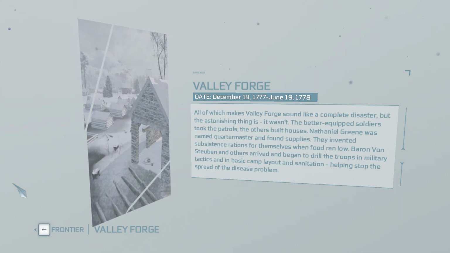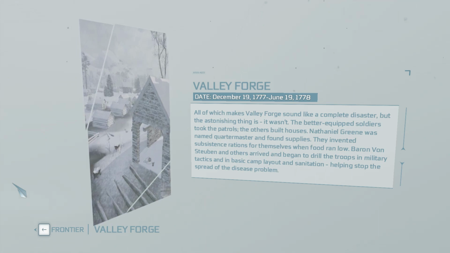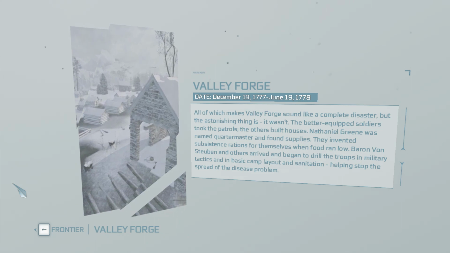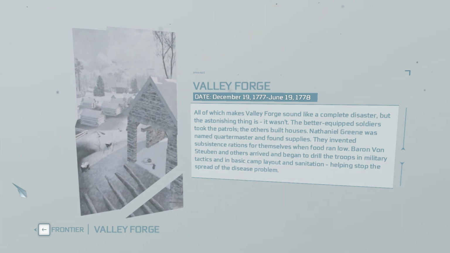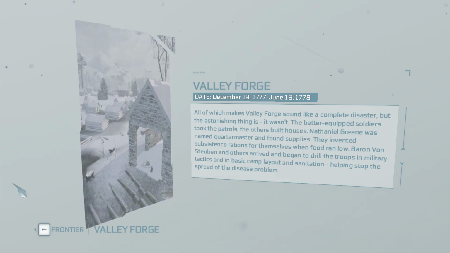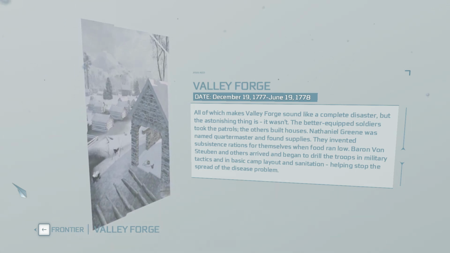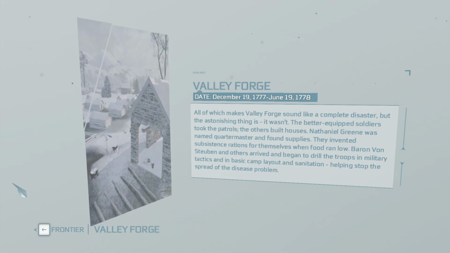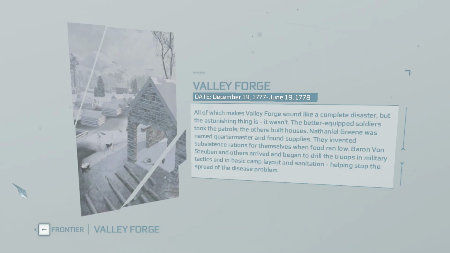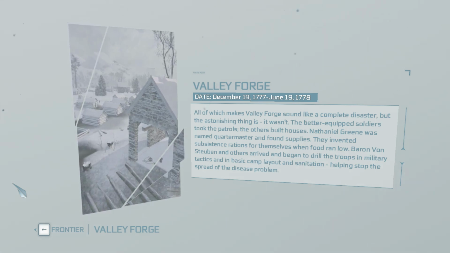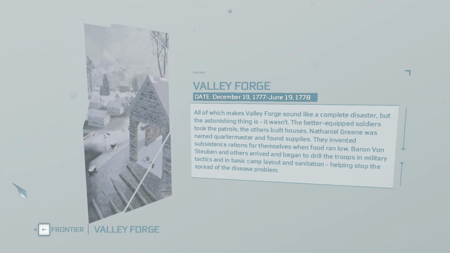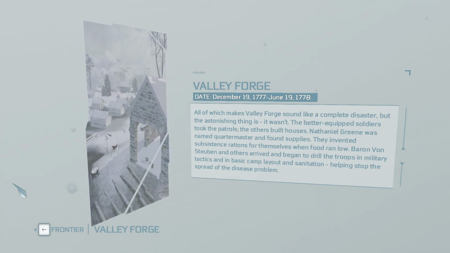The better equipped soldiers took the patrols. The others built houses. Nathaniel Greene was named quartermaster and found supplies. They invented subsistence rations for themselves when food ran low. Baron von Steuben and others arrived and began to drill the troops in military tactics and in basic camp layout and sanitation, helping stop the spread of disease.